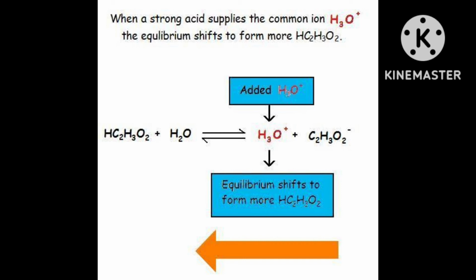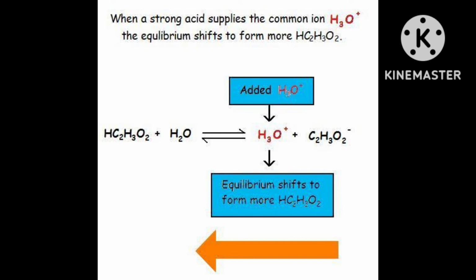0.05 minus X. Because X is ionized, X hydrogen ion will form and X acetate ion will form. Hence, at equilibrium, 0.05 minus X acetic acid will remain and hydrogen will be X. Acetate ion concentration will increase, meaning it will become 0.05 plus X.